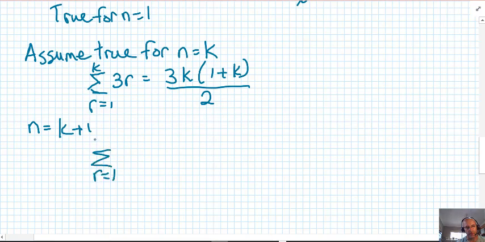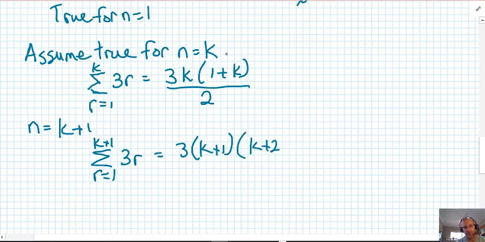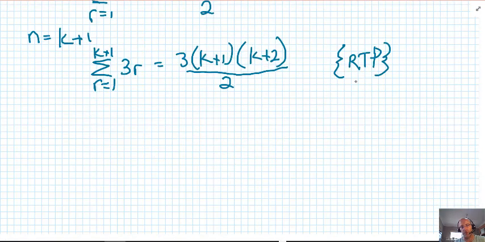We know by substitution, just following the pattern, that it should be the sum from r equals 1 to k plus 1 of 3r equals 3 times (k plus 1) times (k plus 2), subbing in k plus 1 up there, all over 2. So in a sense we're requiring ourselves to prove that, and we got that simply by substitution.